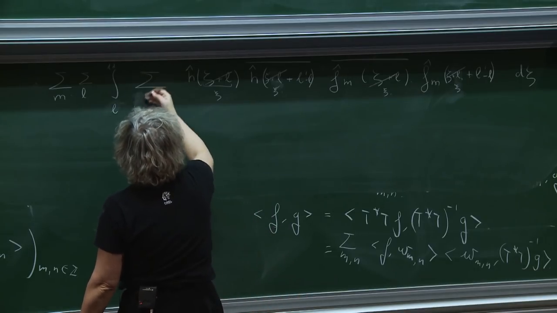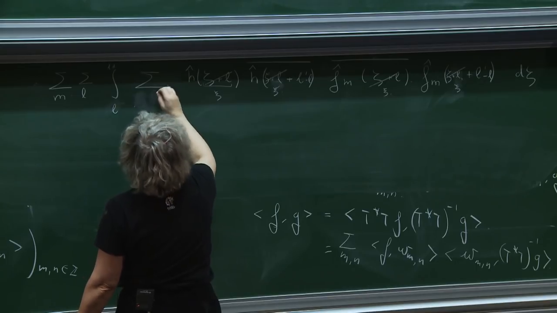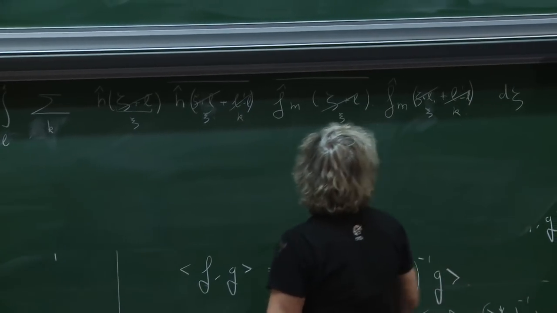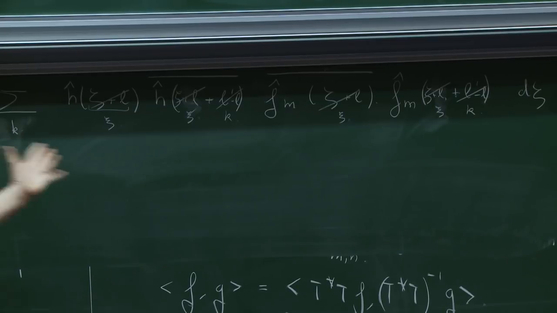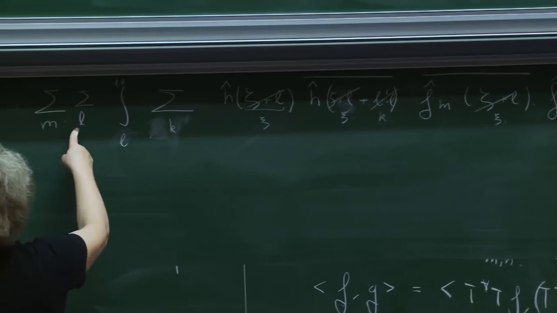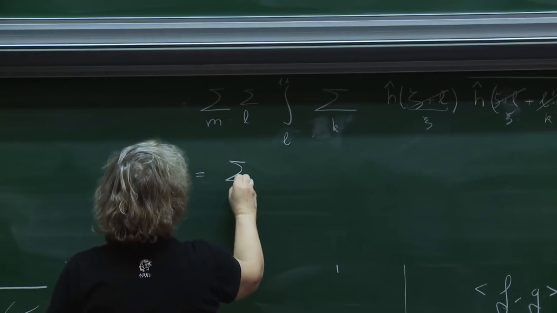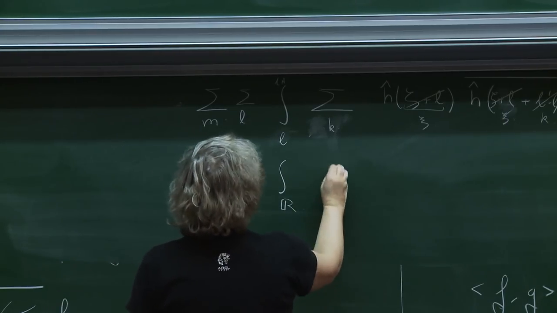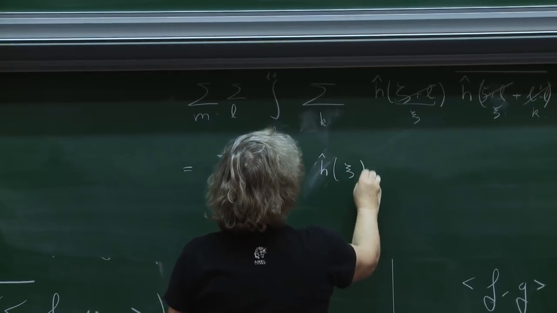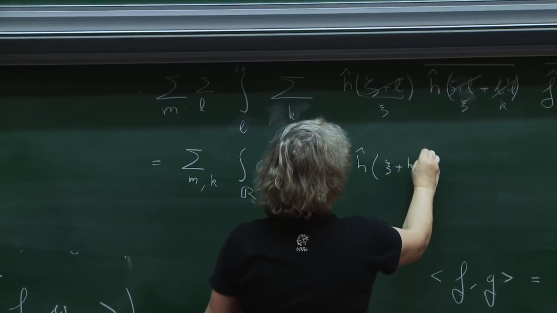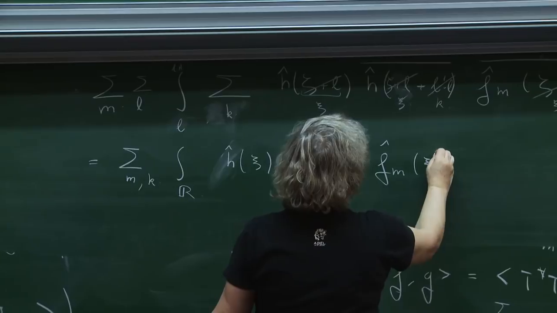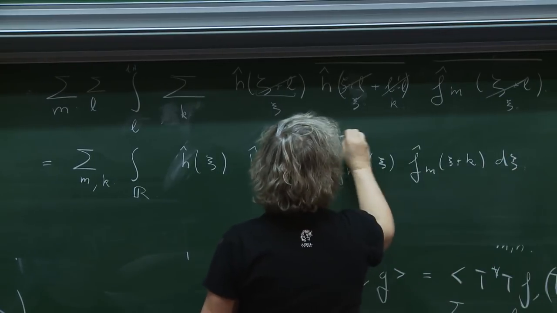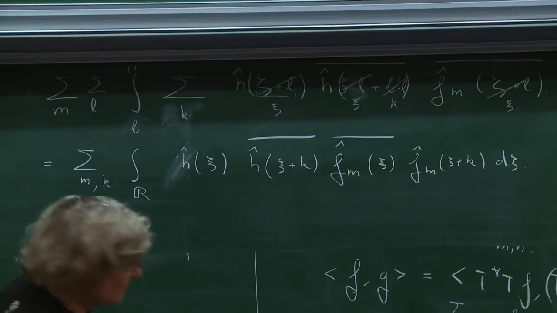I'm also, in the sum over L prime, going to redefine the summation variable. I'm going to call this a sum over k. Do I have a k for the moment? Not yet. So this becomes k. And now I see that I have no L dependence in this integral anymore. And so the sum over L of integrals from L to L plus 1 is just an integral over all of R. And the sum over k I can take out as well. And I get h hat xi, h hat xi plus k, f m hat xi, f m hat xi plus k. And I don't have to verify any of the nasty conditions for the Poisson summation formula. Everything works out.